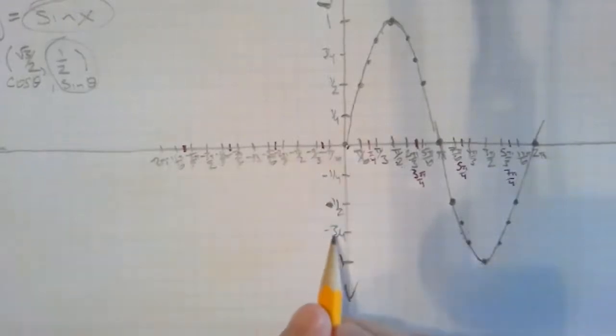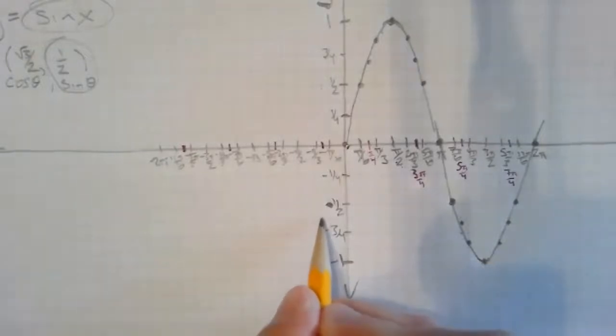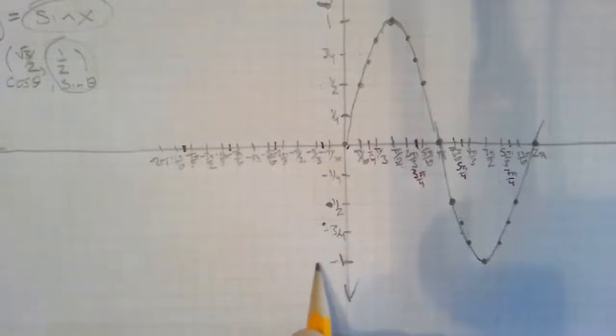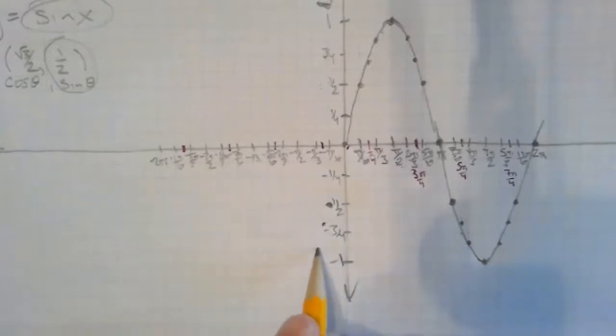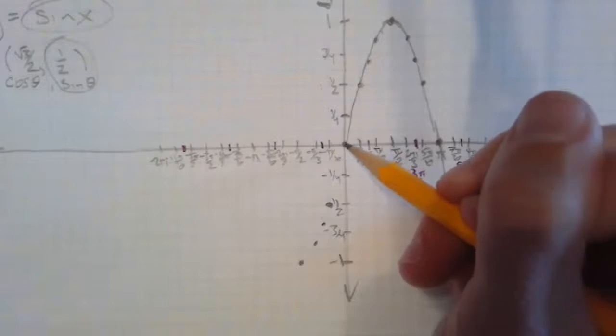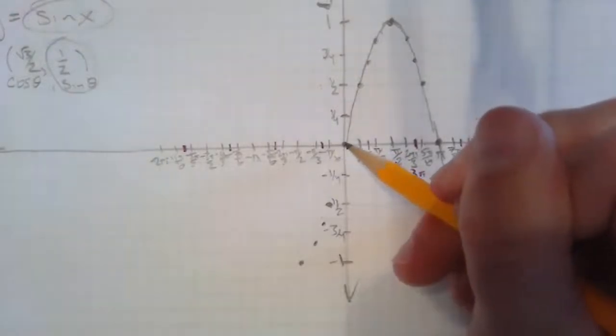Negative pi over 4 is down here at negative 0.707. Sorry, negative rad 2 over 2. I don't know why I'm apologizing, though. I'm not actually sorry. Negative pi over 3 is negative rad 3 over 2, which we thought was right here. Negative pi over 2 is negative 1. Okay, remember, we are now going clockwise from 0.